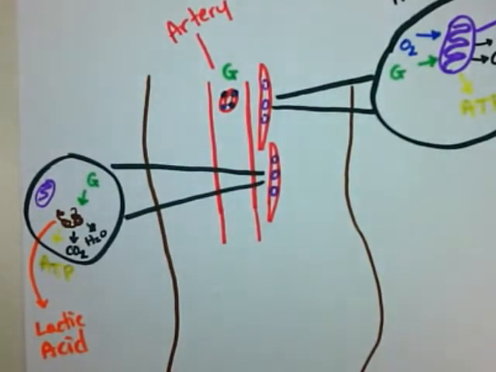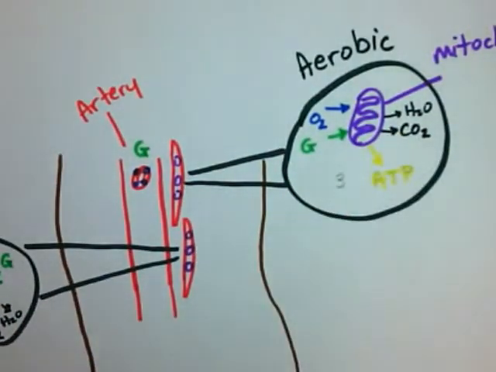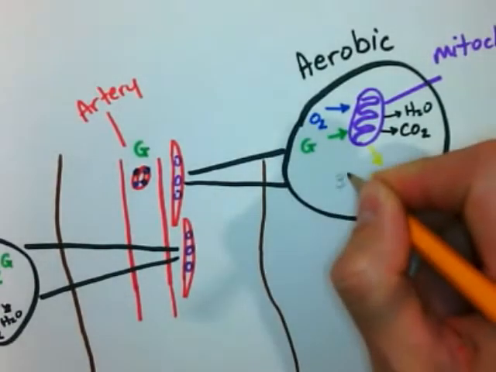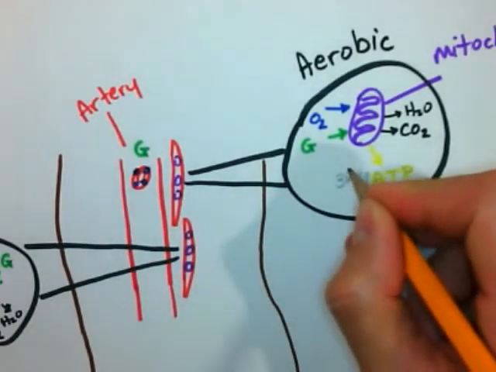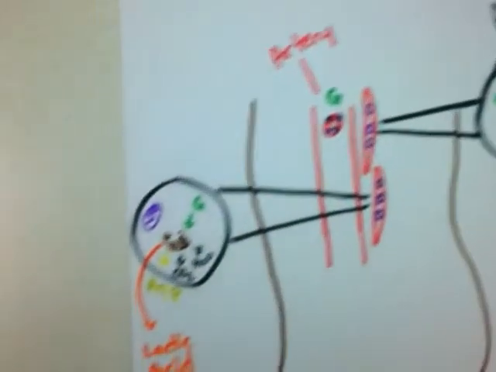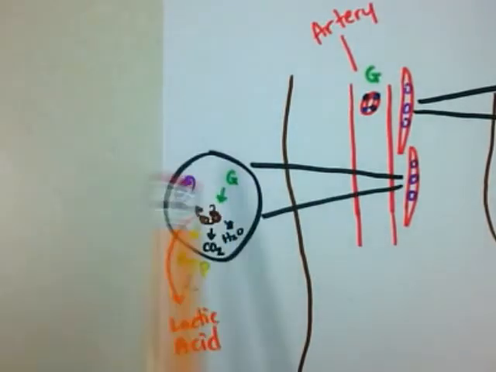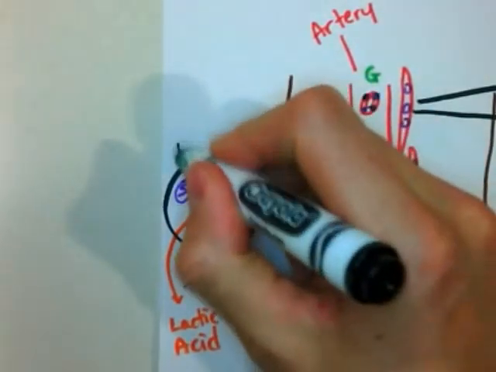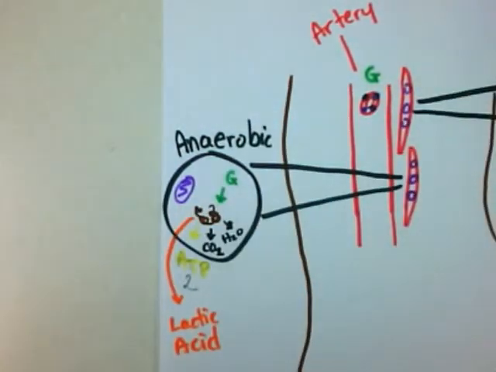Now, one thing I need to point out is that the number of ATP is very different. The number of ATP from up here in aerobic respiration is somewhere between 36 and 38 ATP. For our sake, I'm just going to say 36 to 38 ATP. This one only gets 2 ATP. This one over here, when there is no oxygen, is called anaerobic. There is no oxygen present here.